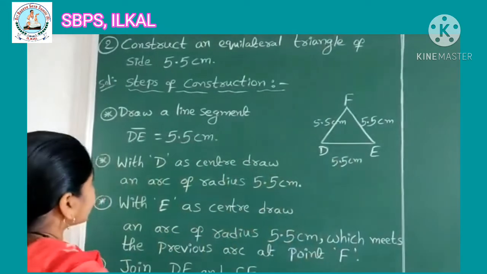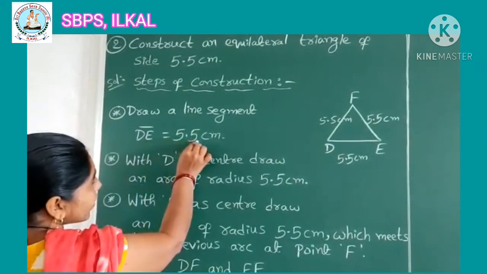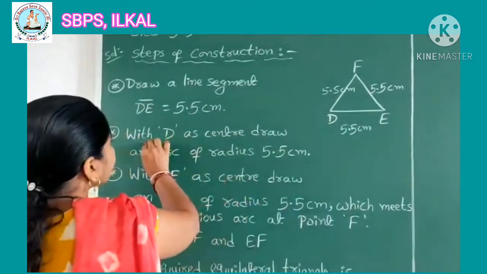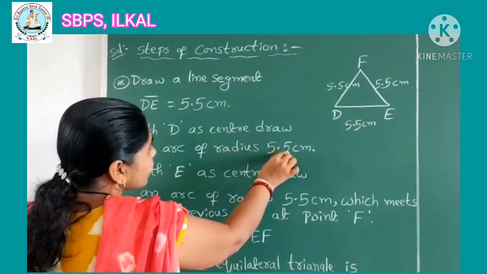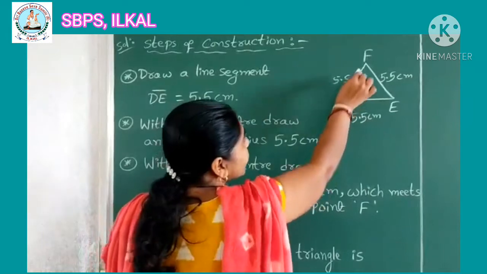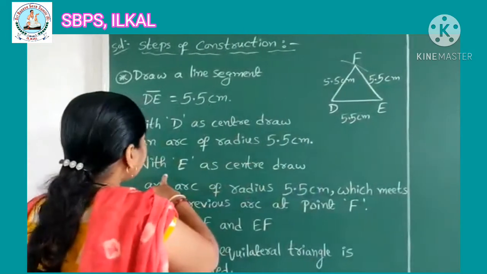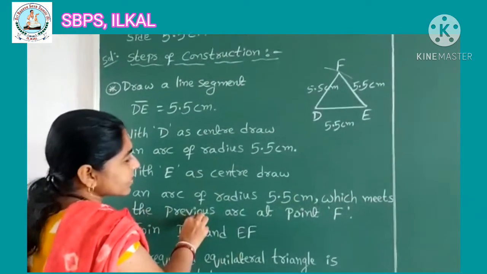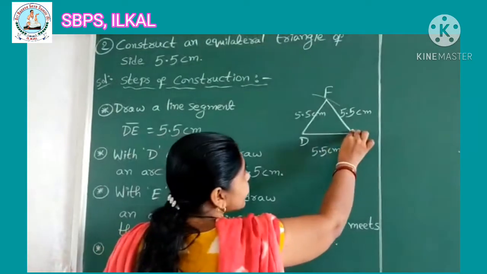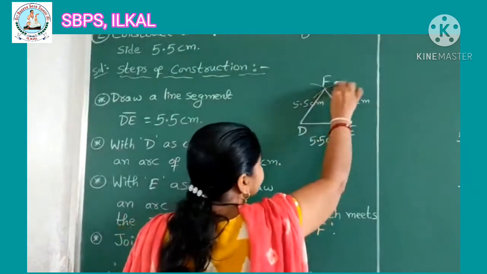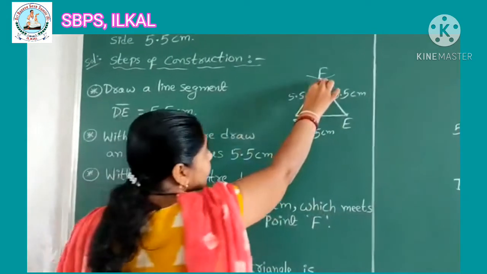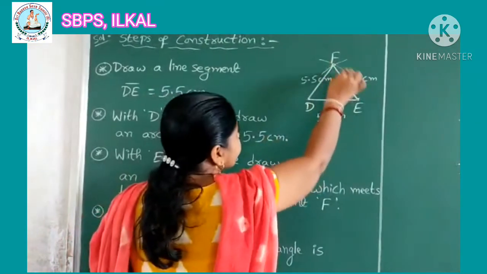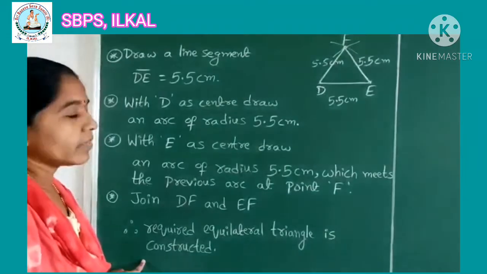Okay, steps of construction. Draw a line segment DE equal to 5.5 cm. First DE equal to 5.5 cm we will draw. Okay. With D as center, draw an arc of radius 5.5 cm. With E as center, draw an arc of radius 5.5 cm, which meets the previous arc at point F. Means with E as center you should draw one more arc of 5.5 cm itself, which cuts the previous arc at point F. Okay. Then join DF and EF, and if you join DF and EF, the required equilateral triangle will be constructed.